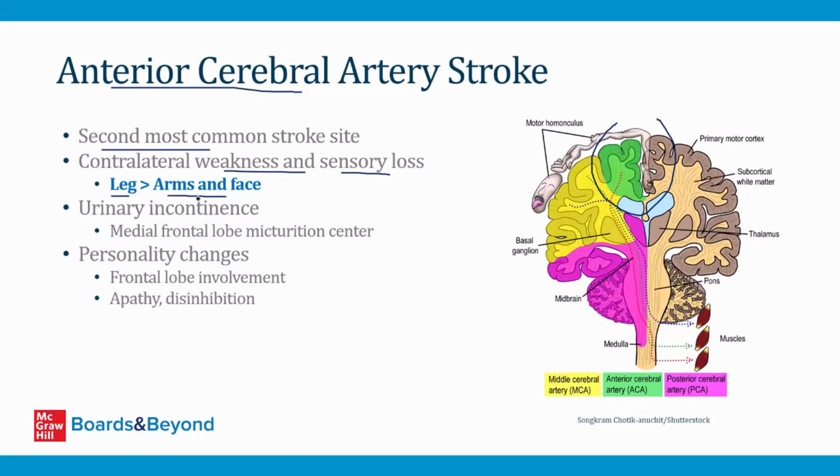Other features you can see in an ACA stroke are, first of all, urinary incontinence. That's because there's a micturition center that helps control urination in the medial frontal lobe, and it's often damaged when you have damage to this green region shown here. And then the ACA also supplies a lot of the frontal lobe of the brain, which is where our personality comes from. So personality changes can occur in patients who have ACA strokes from frontal lobe involvement. This can involve lots of different things. It could be apathy, it could be disinhibition, but the bottom line is they all represent personality changes because of frontal lobe ischemia.